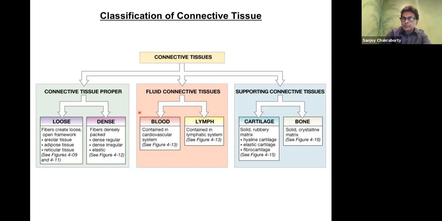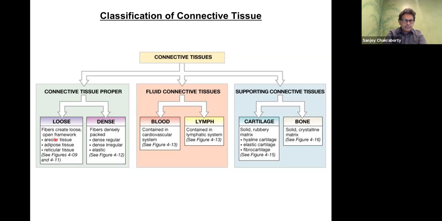They also do have cells in the matrix. But this is how we classify it, because this is how they can be recognized easily. That's how I would represent it. So supporting connective tissue: bone, cartilage. Fluid connective tissue: blood, lymph. And then connective tissue proper: loose and dense.